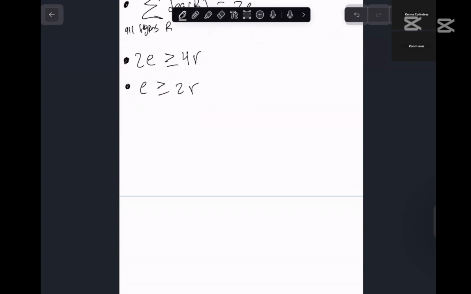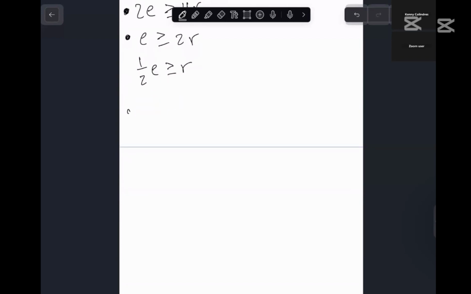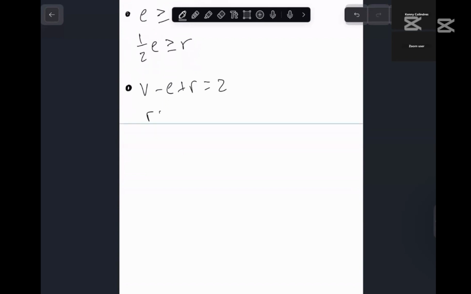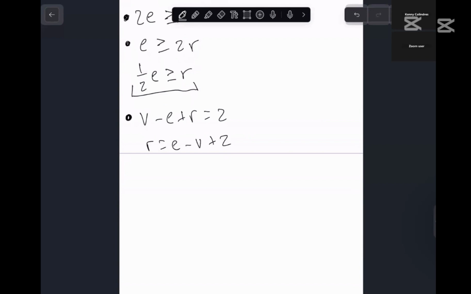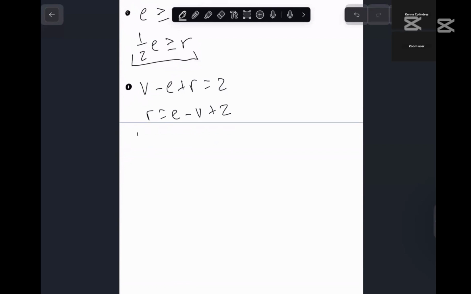And then from here, what you can do is just isolate R, and then it becomes 1/2 E is greater than or equal to R. And then here we bring back Euler's theorem, which states V minus E plus R equals 2. And we rearrange that to yield R equals E minus V plus 2. And then here, using what we got when we rearranged earlier, since we know that 1/2 E is greater than or equal to R, simply plug that in for R, so 1/2 E, and then the equal sign will turn into greater than or equal to, and then that just becomes greater than or equal to E minus V plus 2.